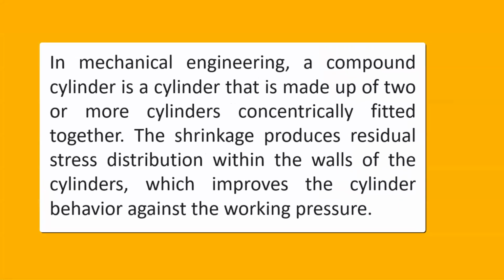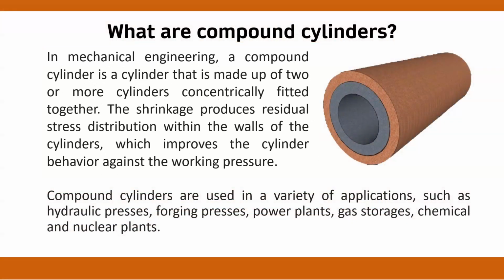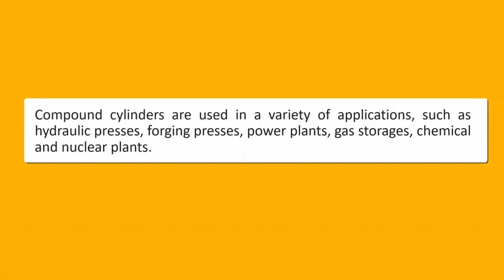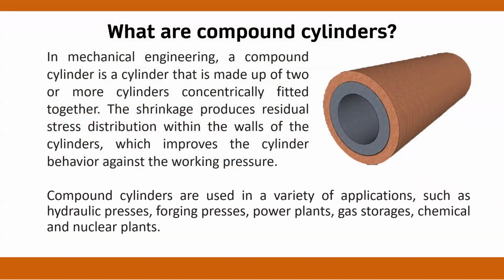In mechanical engineering, a compound cylinder is a cylinder that is made up of two or more cylinders concentrically fitted together. The shrinkage produces residual stress distribution within the walls of the cylinders, which improves the cylinder behavior against the working pressure. Compound cylinders are used in a variety of applications, such as hydraulic presses, forging presses, power plants, gas storages, chemical and nuclear plants.